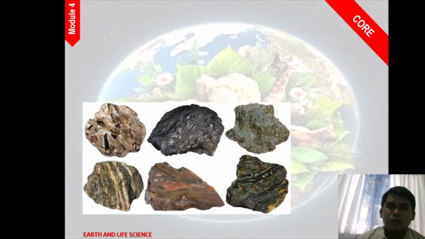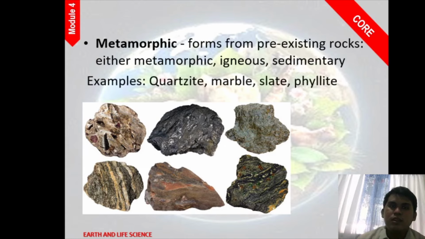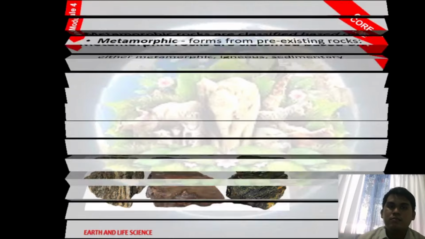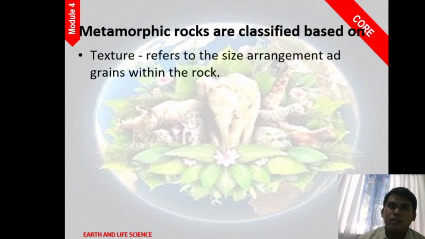The second type of rock are called the metamorphic rocks. Metamorphic rocks form from pre-existing rocks, either metamorphic, igneous rocks, or sedimentary rocks. Examples of metamorphic rocks are quartzite, marble, slate, and phyllite. Metamorphic rocks are classified based on the texture, which refers to the size, arrangement, and grains within the rock.